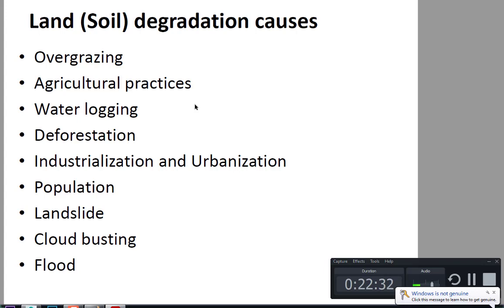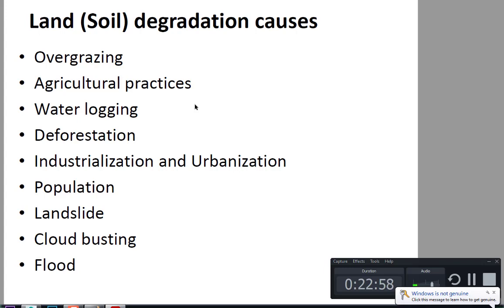Next one is industrialization and urbanization, because the population is increasing day by day, and to fulfill their basic needs, we are increasing urbanization to provide jobs, as well as to provide good settlements and good habitat also.